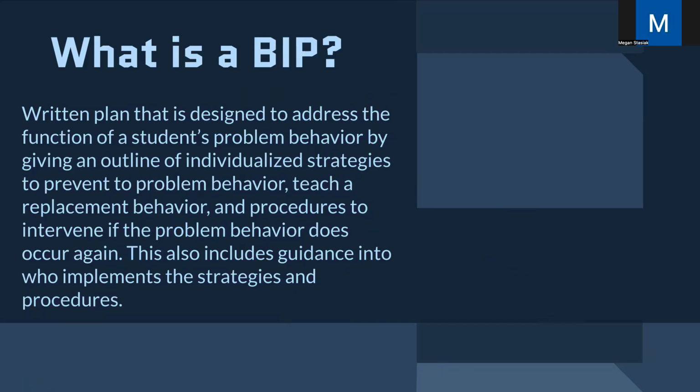And this is going to be a written plan that is designed to address the function of the student's problem behavior by giving us an outline of individualized strategies to prevent the problem behavior, teach replacement behavior, and procedures to intervene if that problem behavior does occur again. This is also going to have guidance into who implements the strategies and procedures. It might also list if we need additional staff involved or additional training involved.